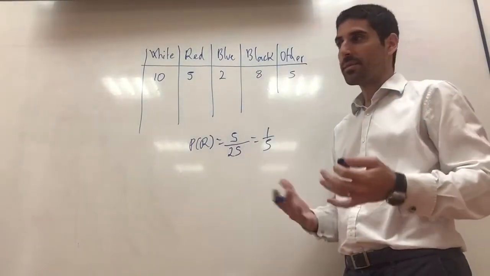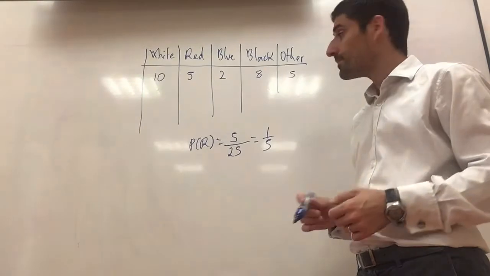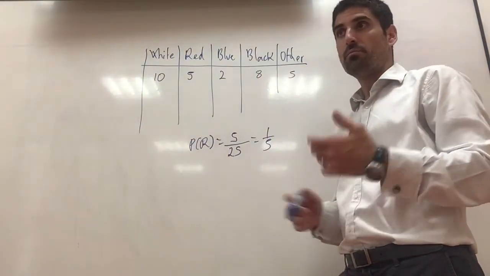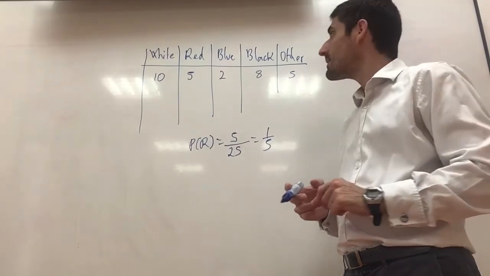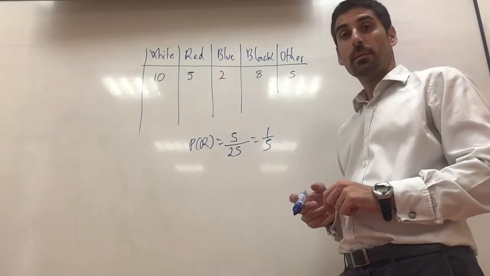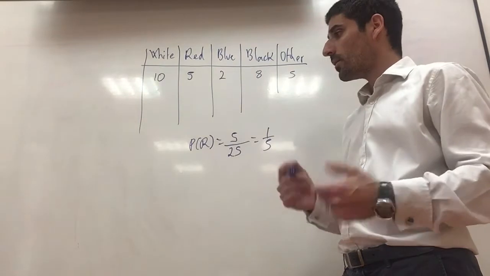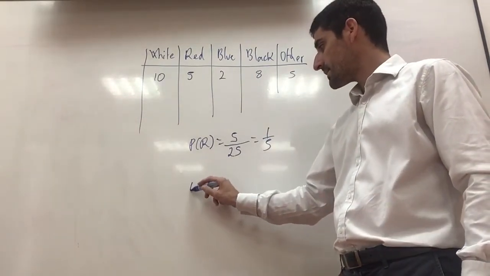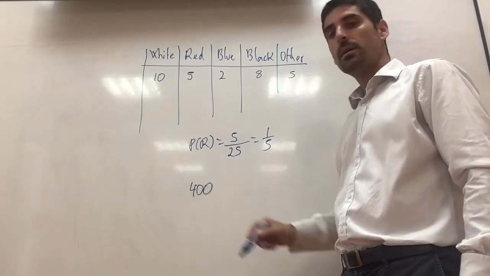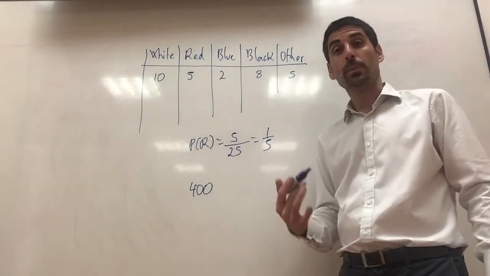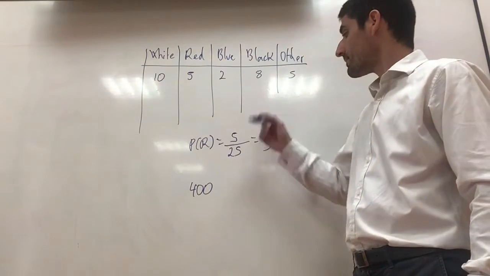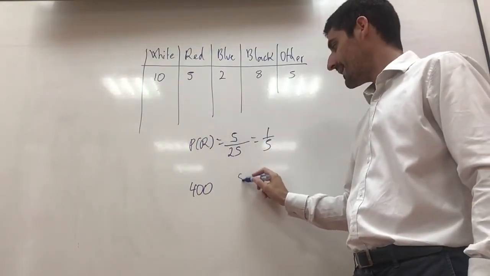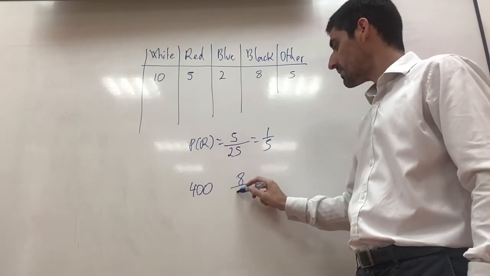The next kind of thing they could ask you is, well, out of every 400 cars, how many would be black? So here, all I have to do is 400 cars. So how many would I expect to be black? Well, how many cars were black in my experiment? 8 out of 25.